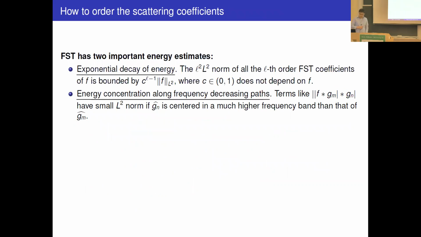Okay, so here is where I think these energy estimates really come into play. The Fourier scattering transform satisfies what we call exponential decay of energy. At each layer, there are more and more coefficients. But if we add the total energy in the lth layer, then it's bounded above by some lowercase c to the power l minus 1 times the initial norm of f. So each layer has more and more coefficients, but somehow the total energy in each layer is decaying exponentially.